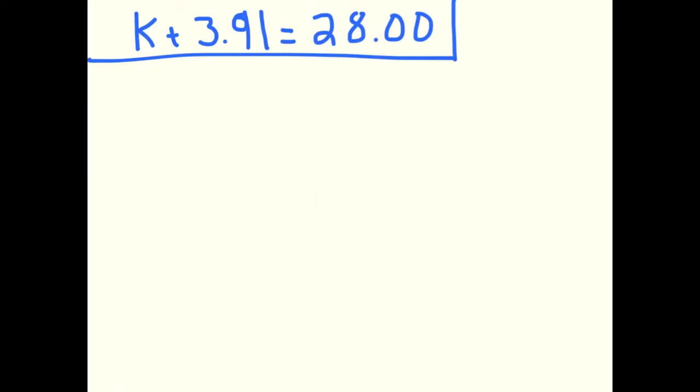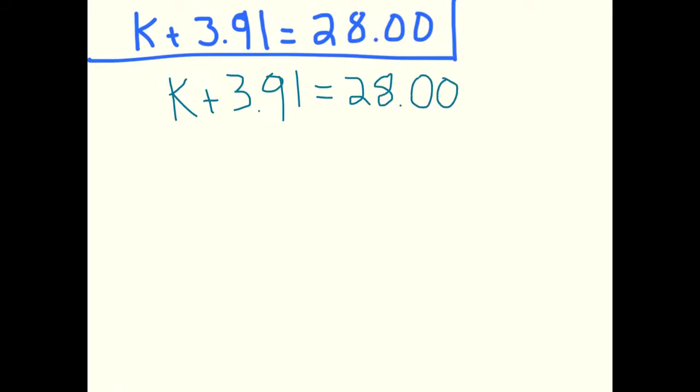This is how you subtract equations containing decimals. So, let's get to it. First, you write down the problem. K plus 3.91 equals 28.00. Okay, so then what's the opposite of plus 3.91?